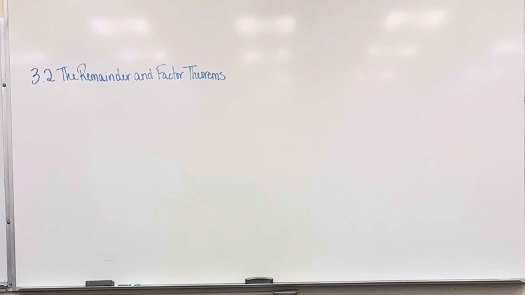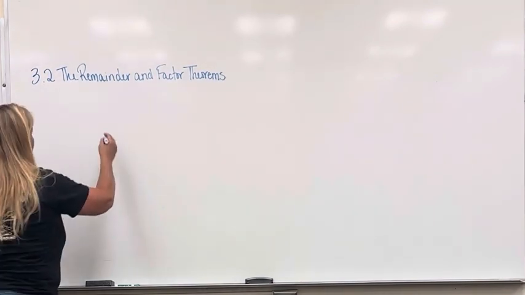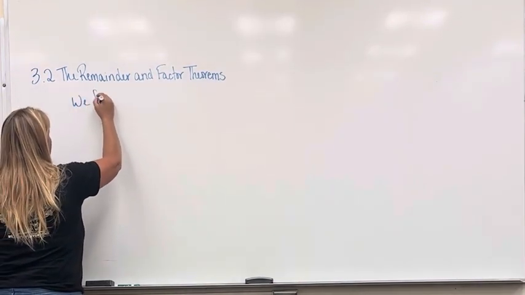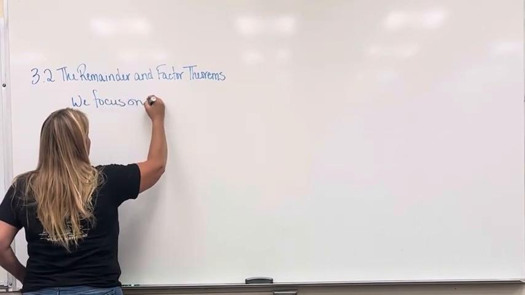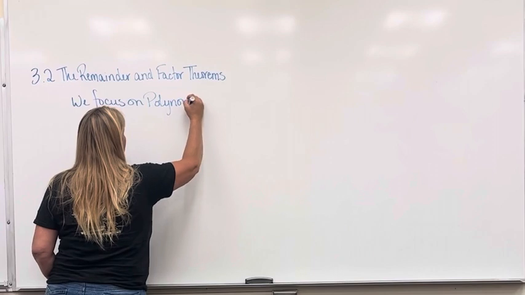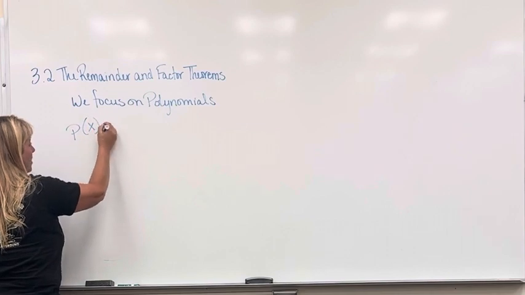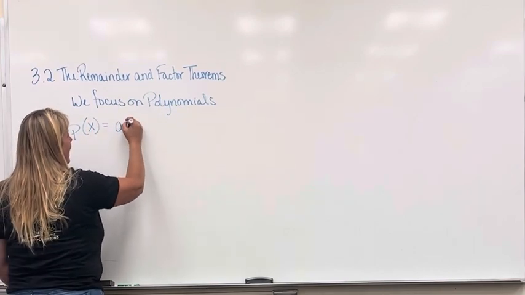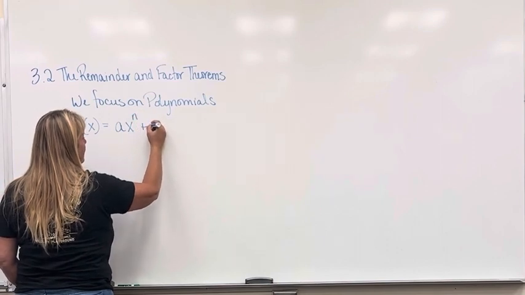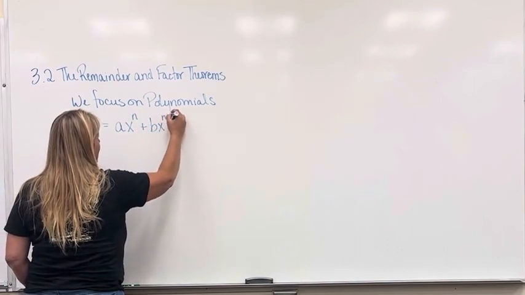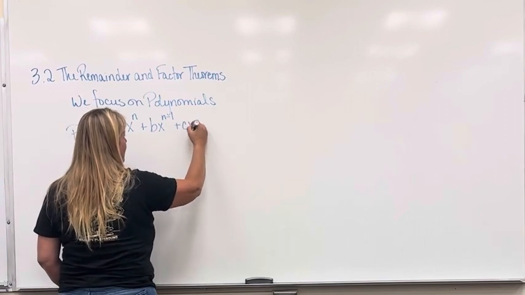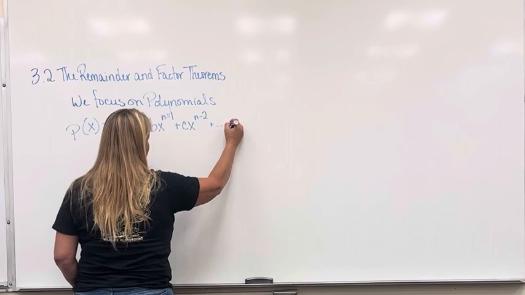So we've been working with quadratics, but now we're going to up the scale and we're going to look at polynomials that have a higher order, or a higher degree. So we're going to focus on polynomials, which have the form P of x, so polynomial, P of x, they have the form ax to the n plus bx to the n minus 1 plus cx to the n minus 2, dot, dot, dot.